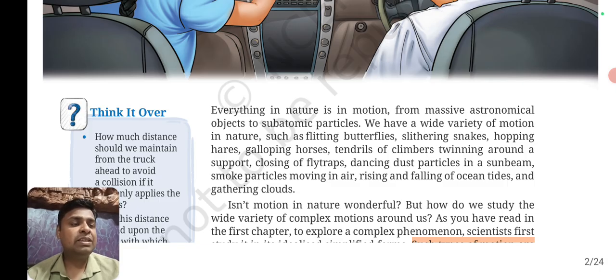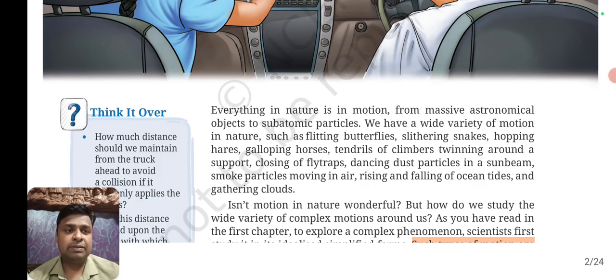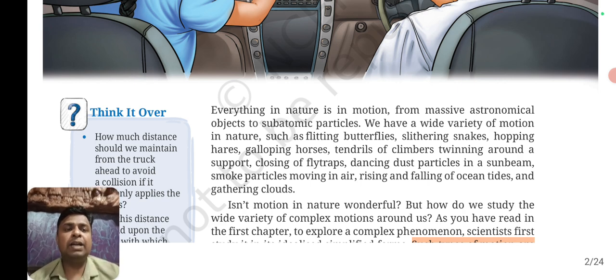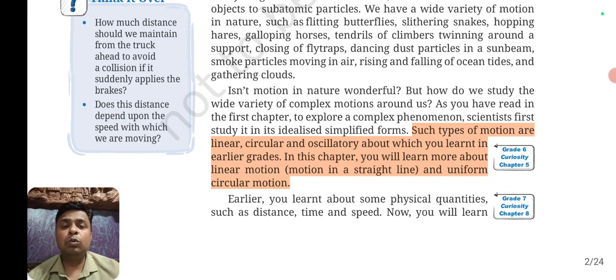butterflies, slithering snakes, hopping hares, galloping horses, tendrils of climbers twining around the support, closing of fly trap. So all these are examples of motion. Sunbeam, you can see the smoke particles moving in air, rising and falling of ocean tides. So all these things are wonderful. So first of all, try to understand what is motion.